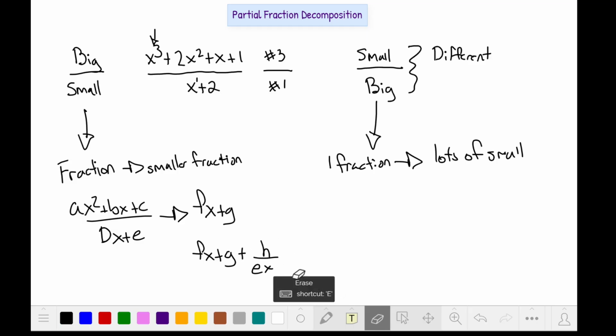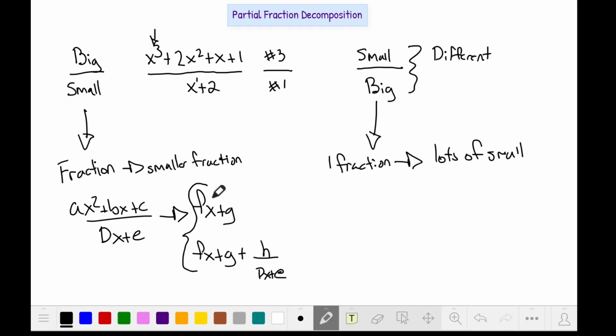Oh, sorry, no, that would be dx plus e. So we can see how when we did the big versus the small, we would end up getting either no fraction at all, because it divided nicely, or we would end up with a couple of terms and a slightly smaller fraction in the big versus small.